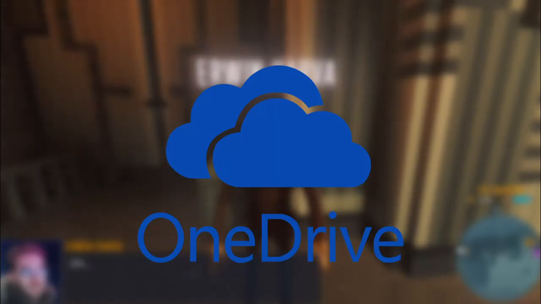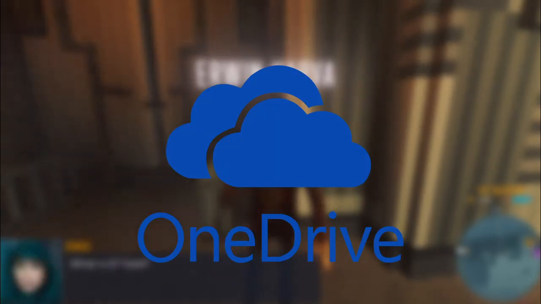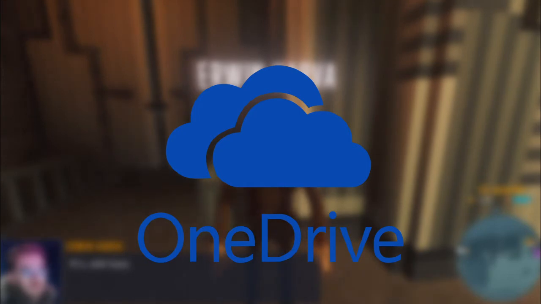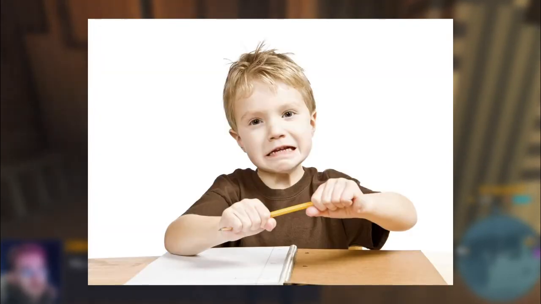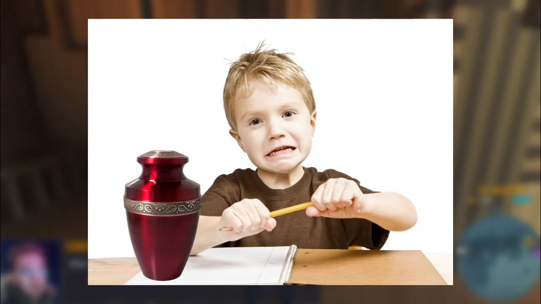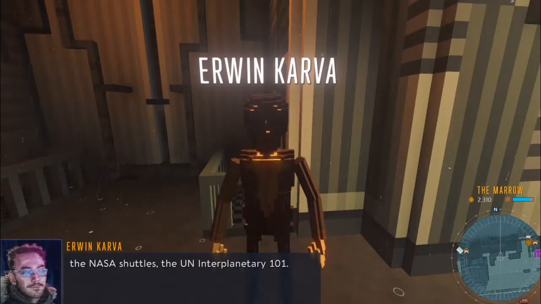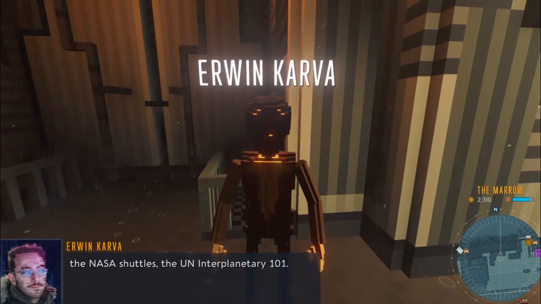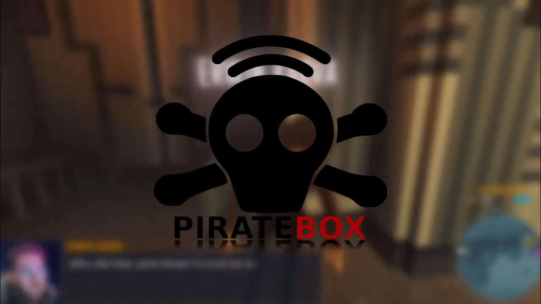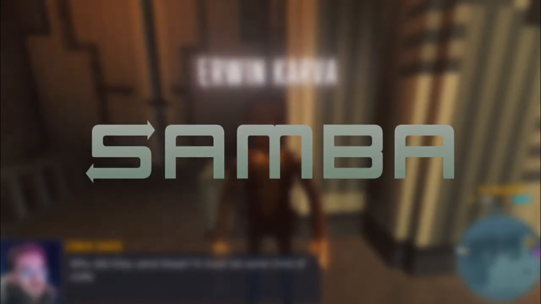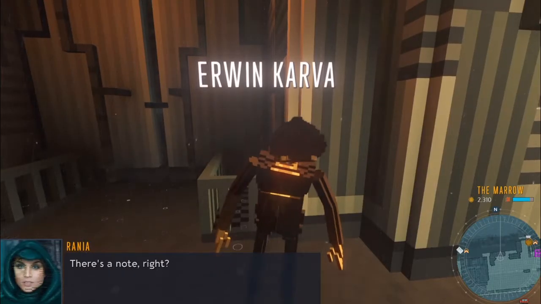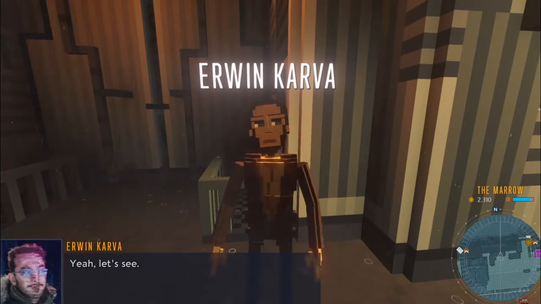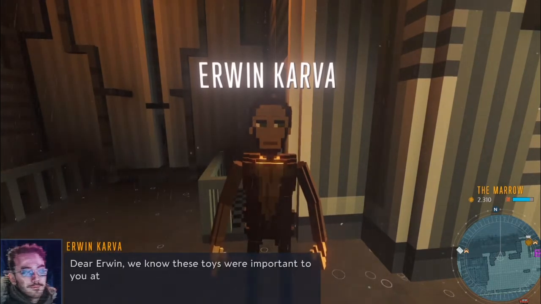OneDrive has similar problems to Google Drive, with the additional benefit of just generally sucking ass at its job. Using OneDrive is like trusting a 4-year-old kid to hold an urn full of your grandma's ashes. I have 3 alternatives to online drives like this. Making a Pirate Box or a Samba server both require Raspberry Pis and a bit of technical know-how, and so they both deserve their own videos. The third way is way simpler.